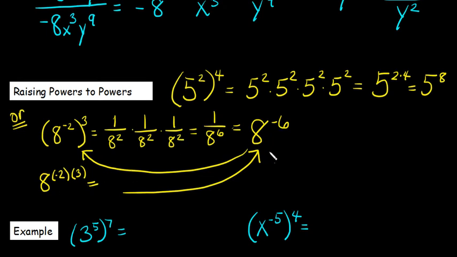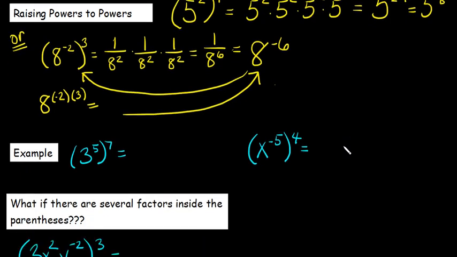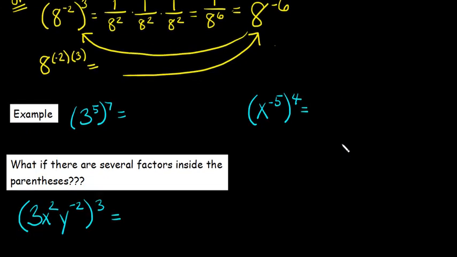So let's do a couple examples with this. So I wrote 3 to the 5th raised to the 7th power, and I know that now I can just multiply 3 to the 5 times 7 power, which is 3 to the 35th power, which is probably a big number. I'm not going to work that out right now.